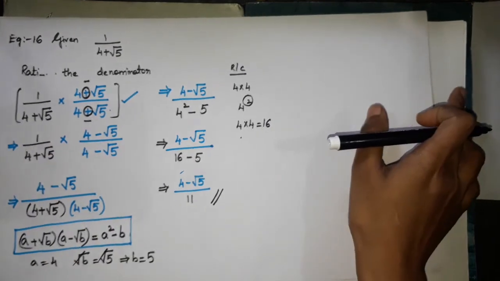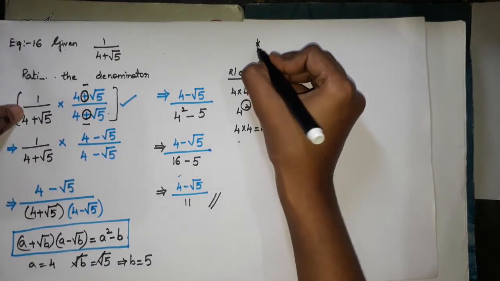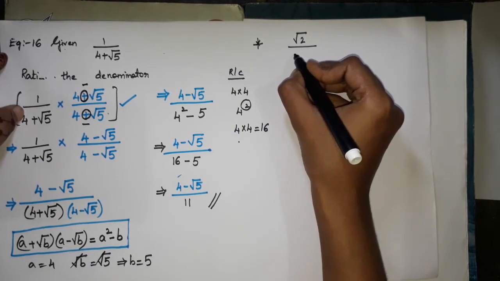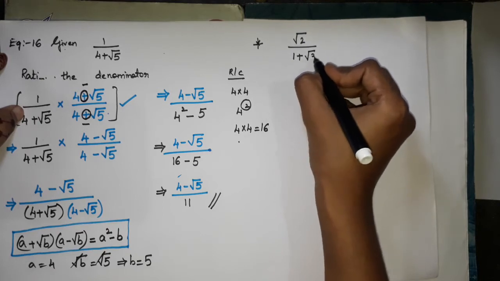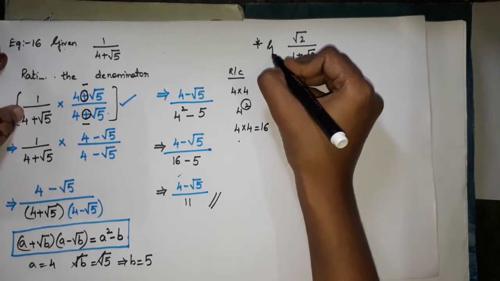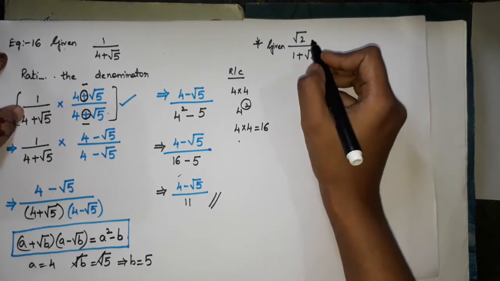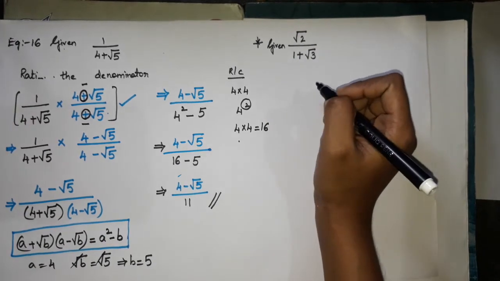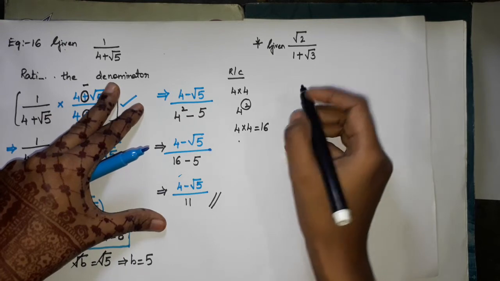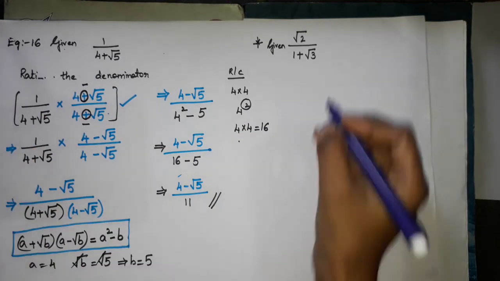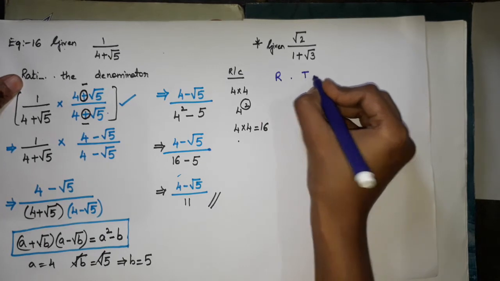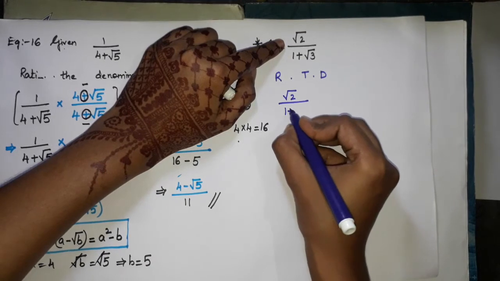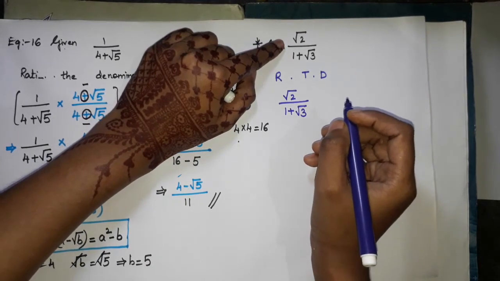Now, see here. One more example sum. If in the numerator they give us root 2 by 1 plus root 3. Just an example sum, children. Now, how to do this sum? The same process we have to follow. First, rationalizing the denominator we have to write. Now, first we have to copy the question, 1 plus root 3.